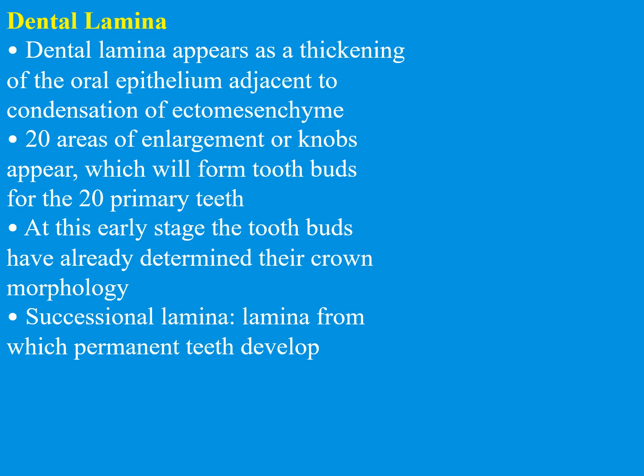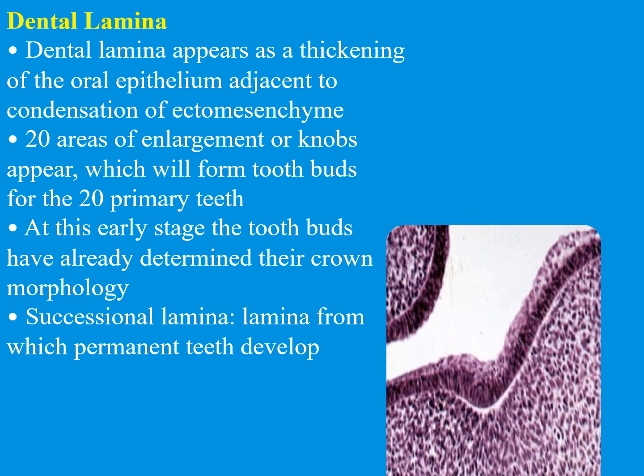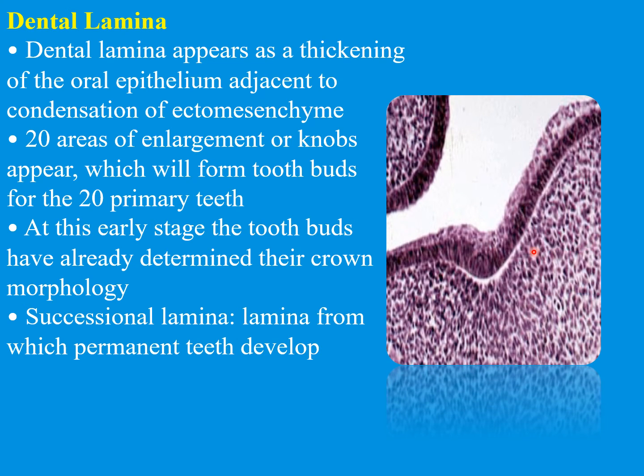Dental lamina appears as the thickening of the oral epithelium adjacent to the condensation of the ectomesenchyme. This is the oral epithelium, and this is the thickening of the dental lamina, which is formed in the lingual side, or the lingual part of the primary epithelial band, as a thickening toward the ectomesenchymal region in this area. Dental lamina appears as thickening of the oral epithelium adjacent to the condensation of ectomesenchyme.